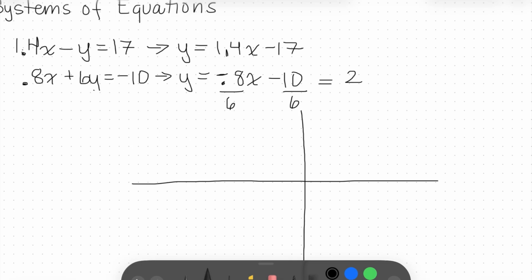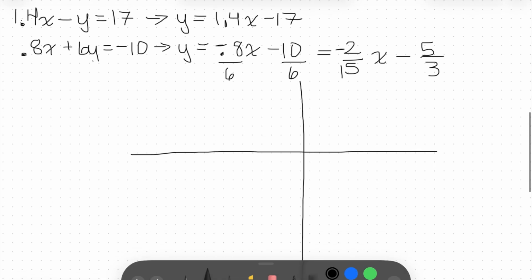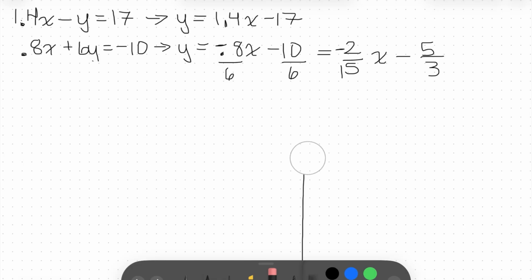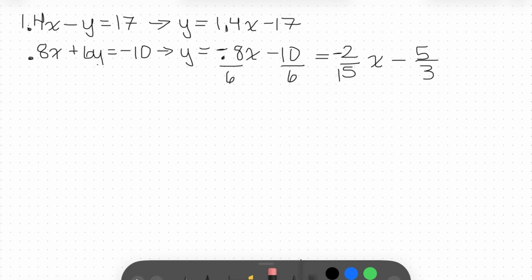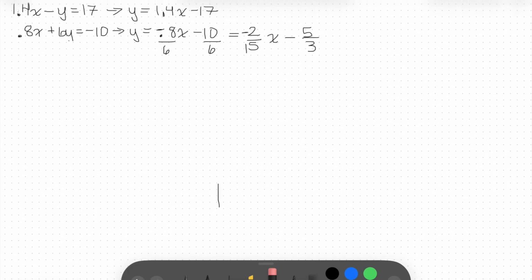It'll be negative 2 over 15 x, and then minus, what would this be, 5/3. Okay. Well, I don't think this graph is really helping me too much here. Let me get this out of the way. I'm going to make this a little smaller. And now let's go ahead and put a graph here.